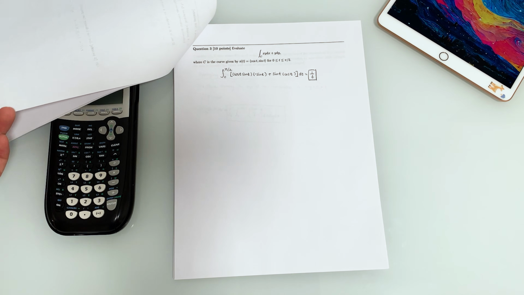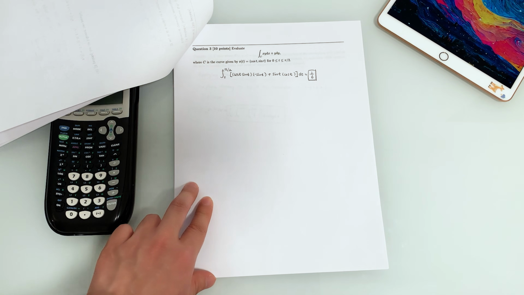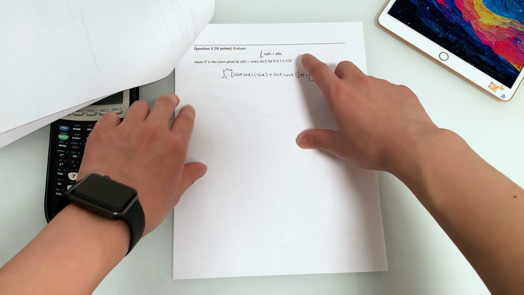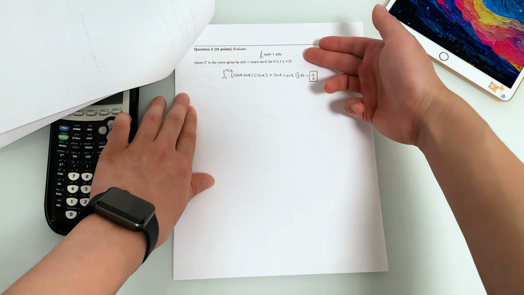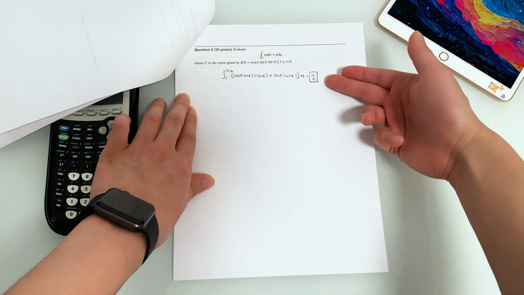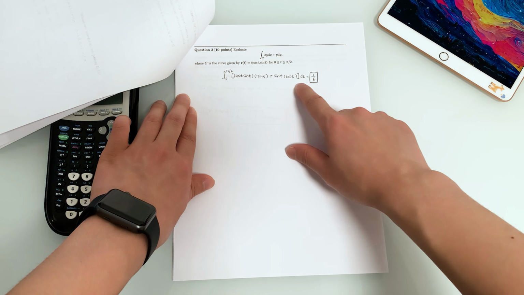Moving on, question 3 again asks us to evaluate an integral. This question is fairly straightforward that I solved by simply plugging and chugging into my calculator. However, I did lose 3 points on this question because I didn't show all my work and made a small mistake when inputting the limits into my calculator.